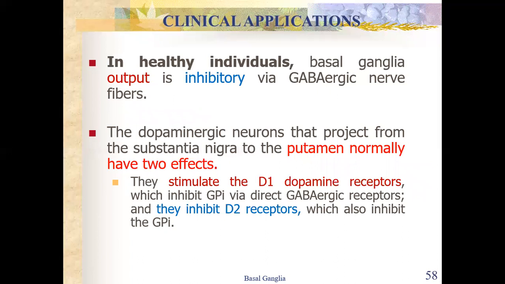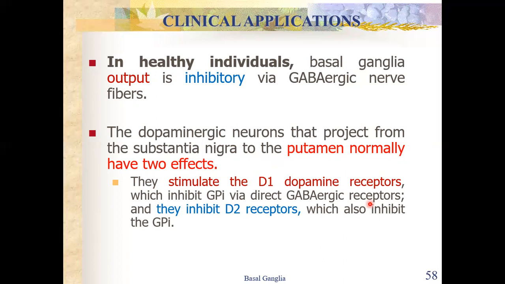The dopaminergic neurons that project from the substantia nigra to the putamen normally have two effects. Remember, the substantia nigra pars compacta projection to the striatum has dopaminergic neurons. They stimulate two receptors, and remember, the putamen is part of the corpus striatum. In the putamen, there are two receptors, D1 and D2. The substantia nigra stimulates the D1 dopamine receptors, which inhibits the globus pallidus internal segment via direct GABAergic receptors, which we are going to see in the next slide.